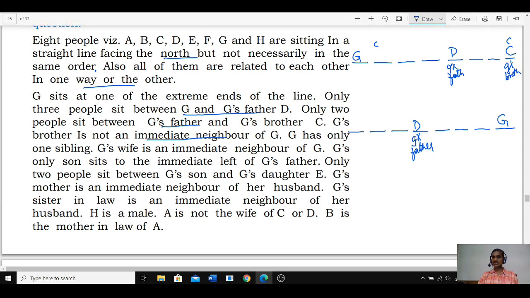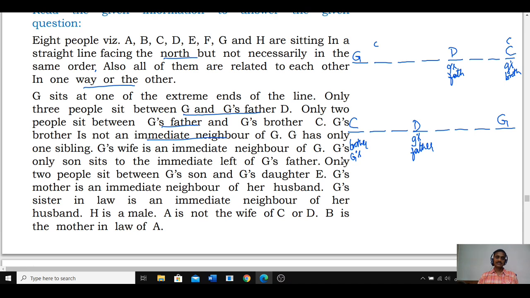Now 2 persons between G's father D and G's brother C, whereas C is not adjacent to G, and C is at this place. C is none other than G's brother. All the persons are related to G, it seems; the information is all about G. G's brother C, and G's brother is not an immediate neighbor. G has only one sibling, none other than G's brother C.